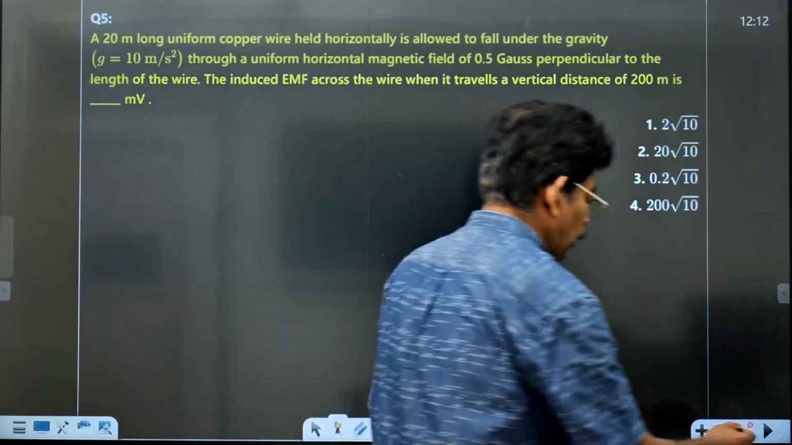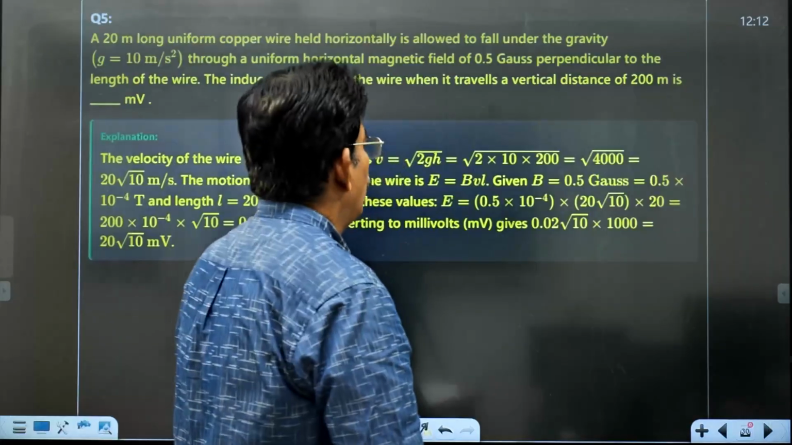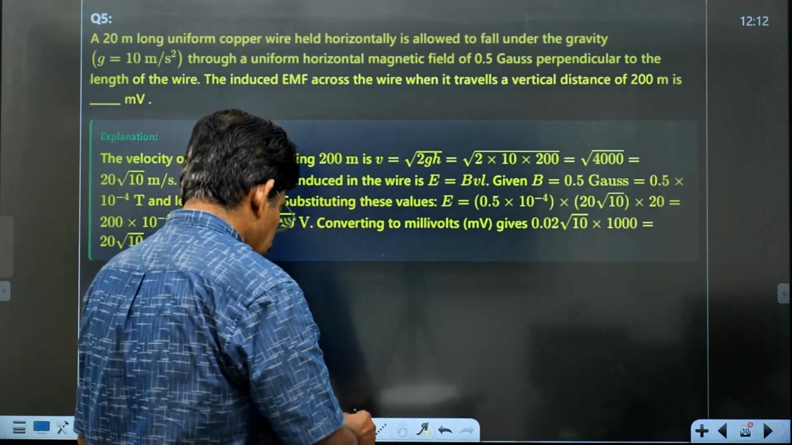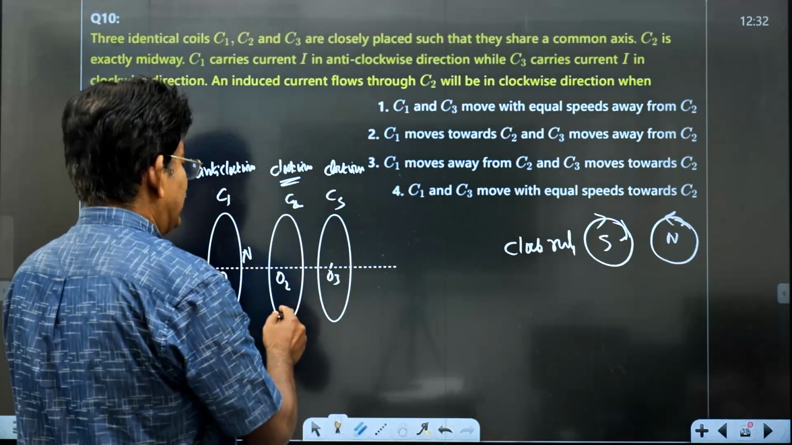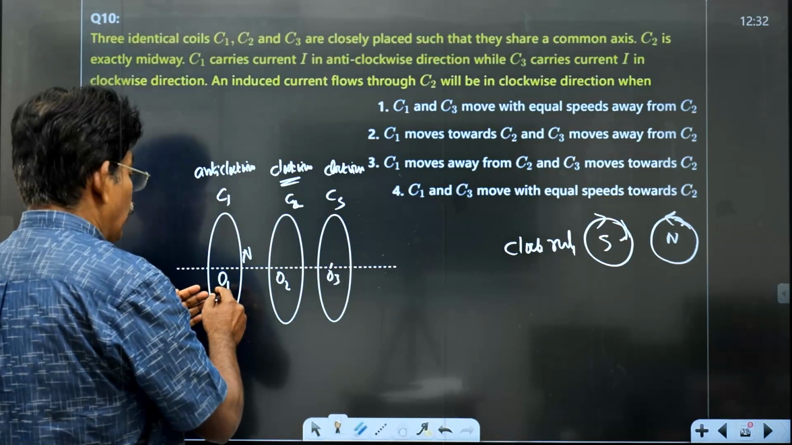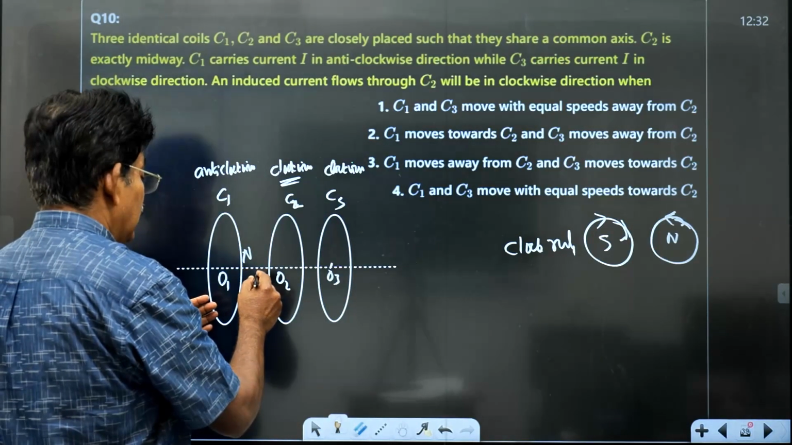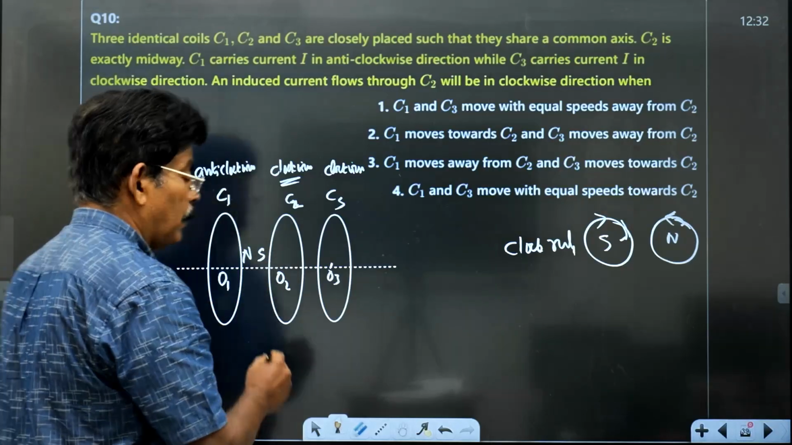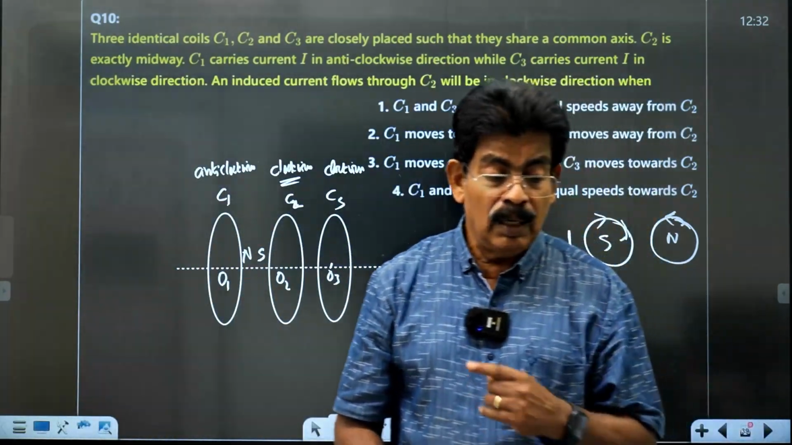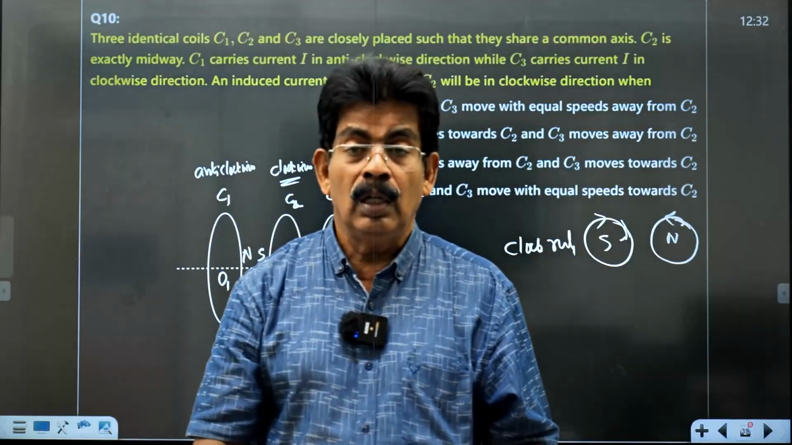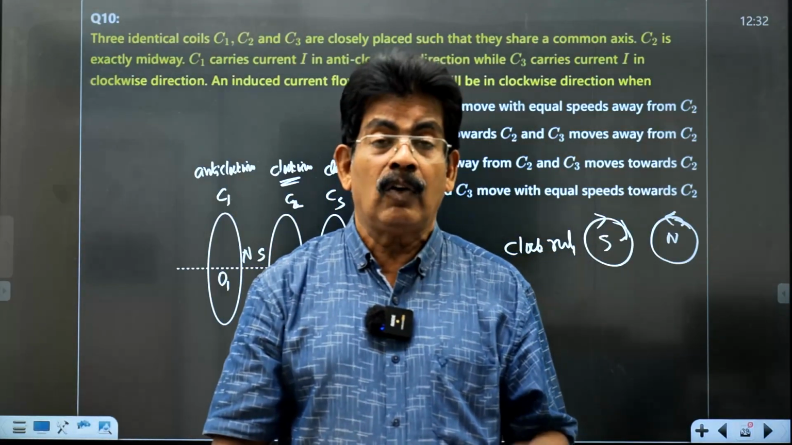Now go to the explanation part quickly. We have, velocity of a body coming down is given by... current is in clockwise direction. So somebody looking from O1 will find that there is a south pole here. Somebody looking on C1 from the center O2, current is in anti-clockwise direction.